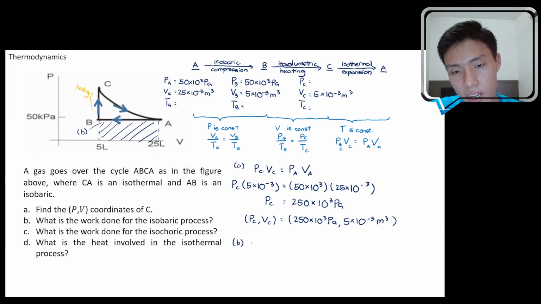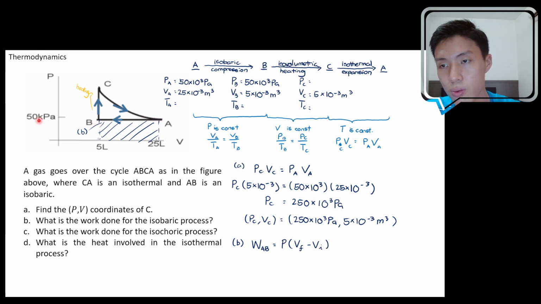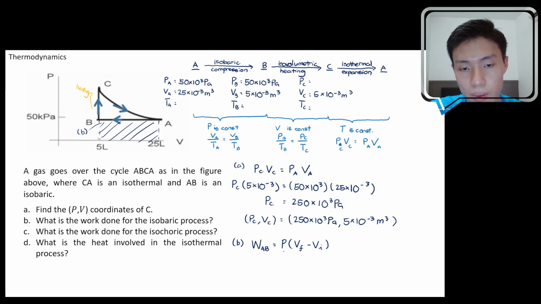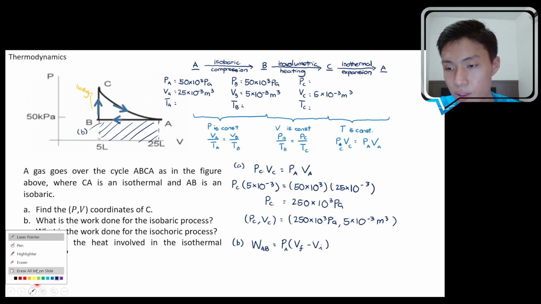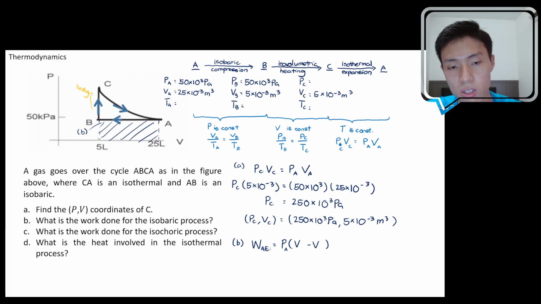Okay, so for isobaric, you know that the work done from A to B equals pressure times volume final minus volume initial. Pressure along A to B will be the same. That's 50 kilopascal, nothing to worry about. You can label it as A or B, both are fine. But final and initial is not so appropriate to label that way. You should look at the process. You know that it goes from A to B, so A is initial, B is final. So this will be VB minus VA, because you go from initial, which is A, to final, which is B.